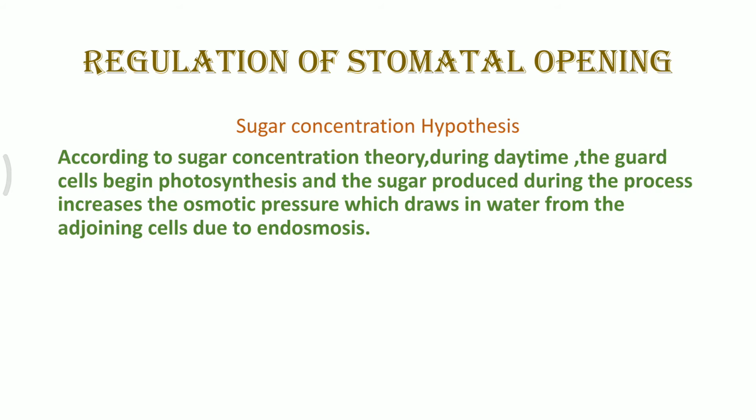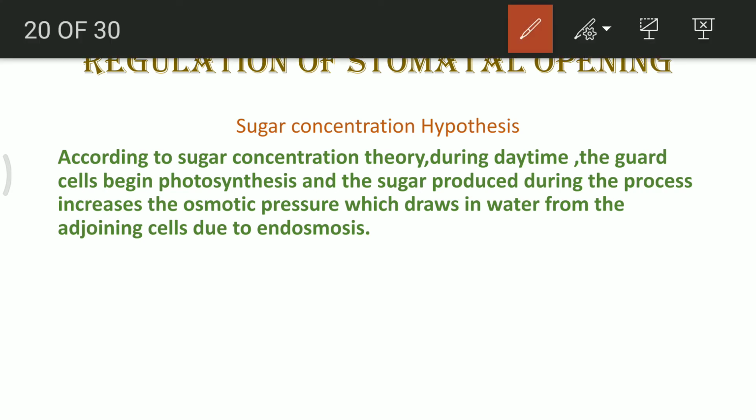But not only the turgor pressure, there are various other things which participate in this process. One of it is this theory. According to this theory, during the process of photosynthesis in the daylight, carbon dioxide enters inside the guard cells, and because of the entry of carbon dioxide inside the guard cells, sugar is formed.